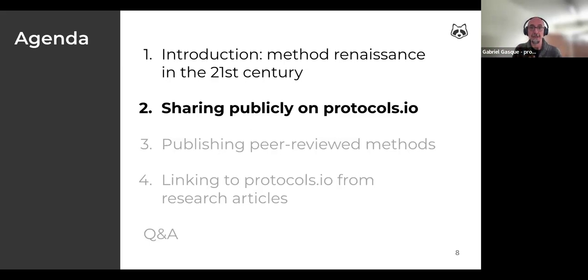Then we will talk about the partnership that protocols.io has with PLOS ONE and other journals like BMC Methods, to get your protocols peer-reviewed and published as a formal indexed peer-reviewed manuscript, as well as the many partnerships and connections that we have with many other journals which aim to make your papers more rigorous and reproducible.